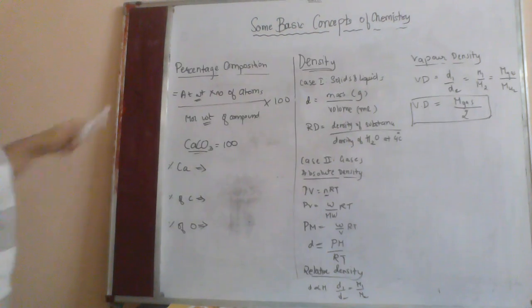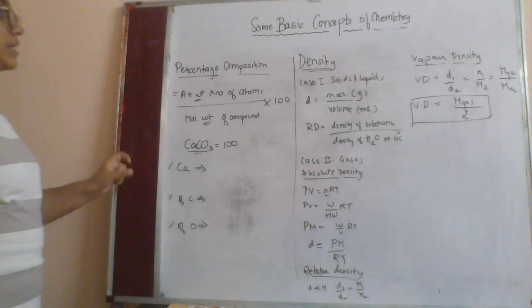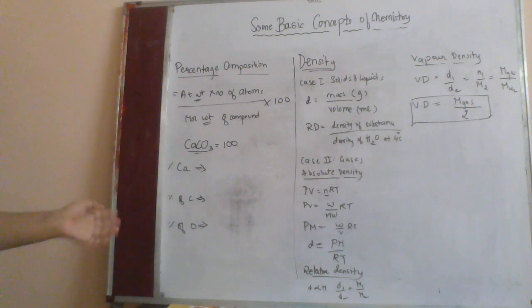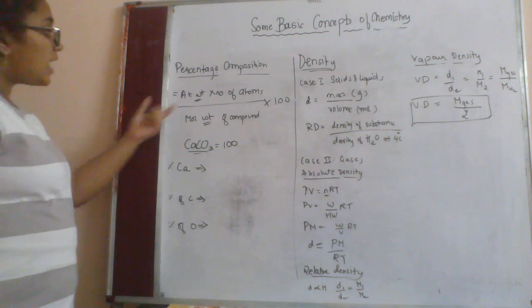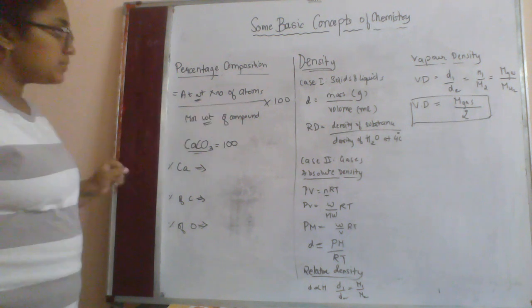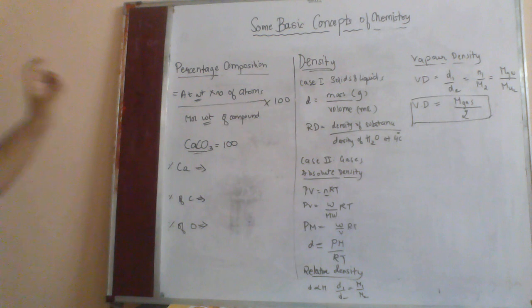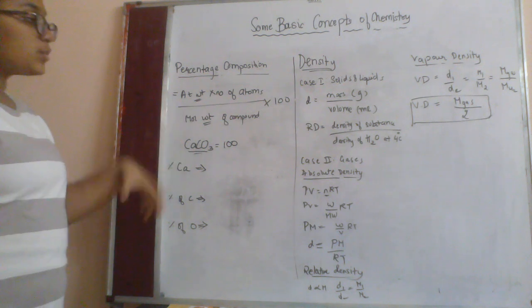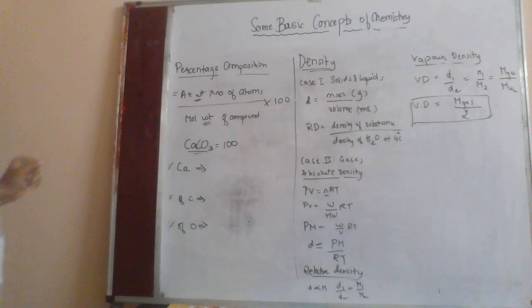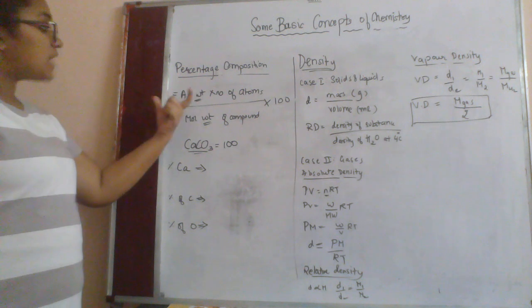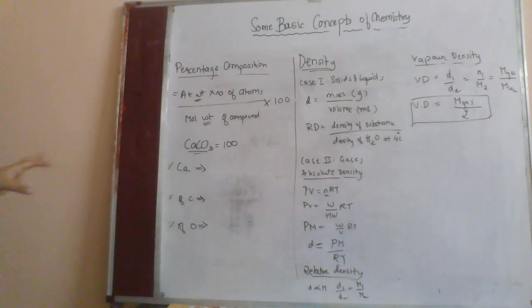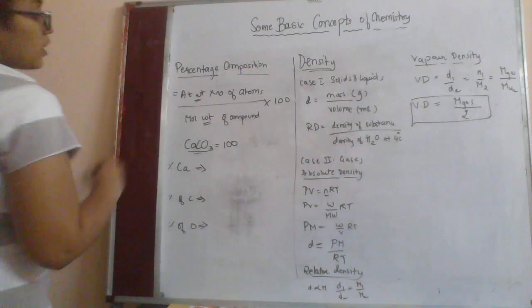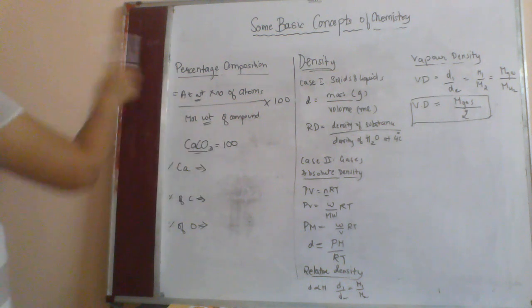So the next topic is percentage composition. Finding the percentage of each element in a compound is known as percentage composition. So how can we find it? This is the formula: atomic weight of that element for which we want to find the percentage composition, into number of atoms of that element in the compound, divided by molecular weight of the whole compound, into 100 because it is percentage.